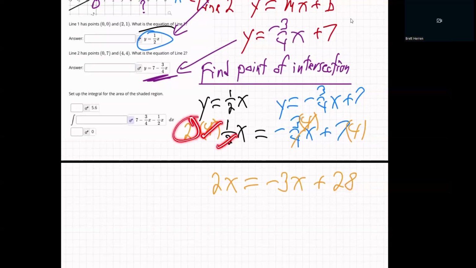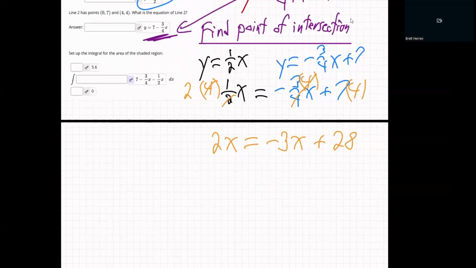2 went into 4 two times, 2x. And 4 canceled 4, leaving only minus 3x. See how that denominator canceled and that denominator canceled? We have no more fractions. That's the beauty of it right there. Now let's get x alone. No more fractions. It's much easier to deal with this thing.